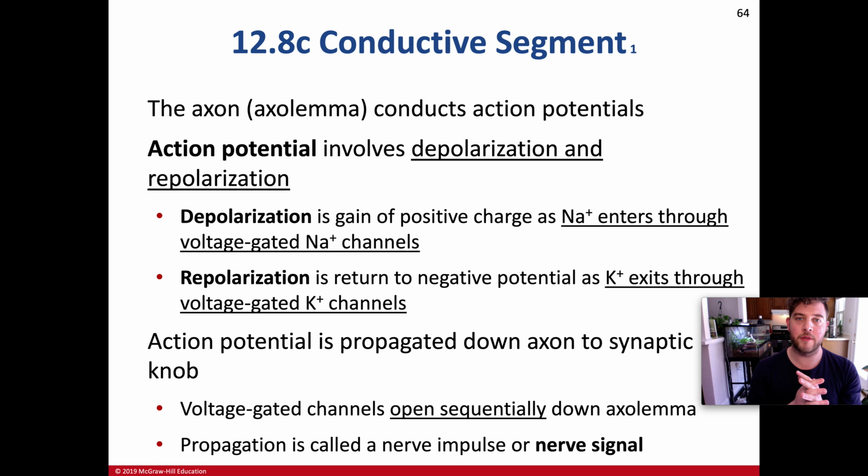If you remember, depolarization is a gaining of a positive charge through the entry of sodium into a cell, whereas repolarization is a return to that relative negative resting membrane potential because of the exit of potassium from a cell. That action potential is going to be propagated down the axon to the synaptic knob, the synaptic terminals, whatever you call them, and you'll have voltage-gated channels opening sequentially, one after the other, to conduct that signal, that nerve signal, nerve impulse, whatever you want to call it.